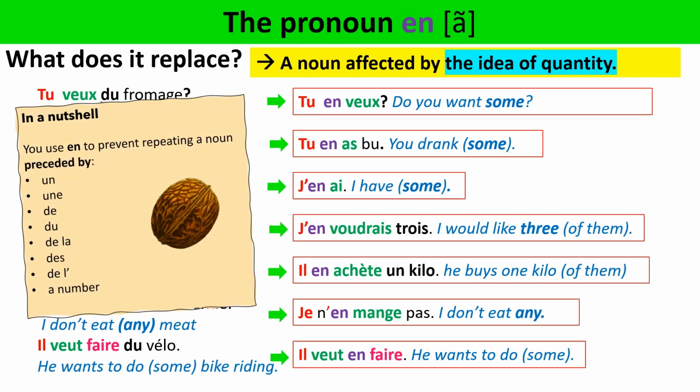In a nutshell, you use en to prevent repeating a noun when the noun is preceded by un, une, and des, of course, which are indefinite articles, the word de, or du, de la, des, or even d' apostrophe, or a number.